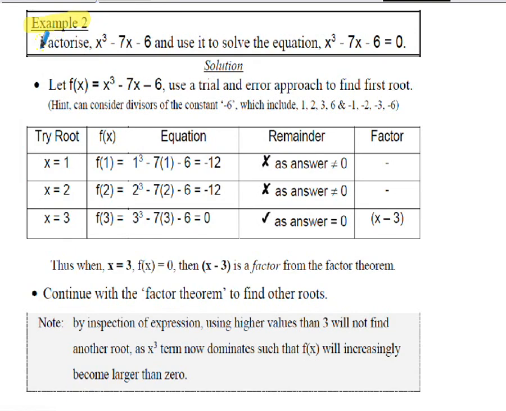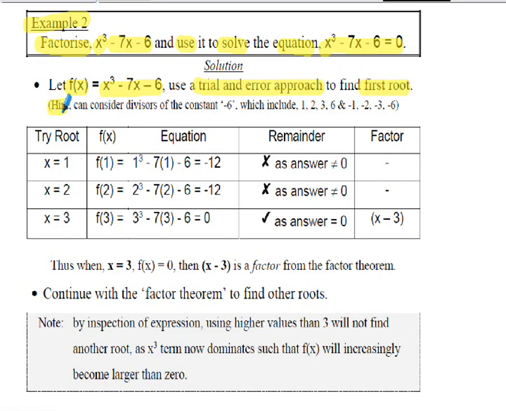Example 2. We're asked to factorise the expression x cubed minus 7x minus 6 and use this to solve the equation x cubed minus 7x minus 6 is equal to 0. Notice this is a cubic equation, so there will be three factors to factorise this equation. So let's first write the expression in functional notation. So f(x) is equal to x cubed minus 7x minus 6. We're going to use a trial and error approach here, the factor theorem, to find the first root.